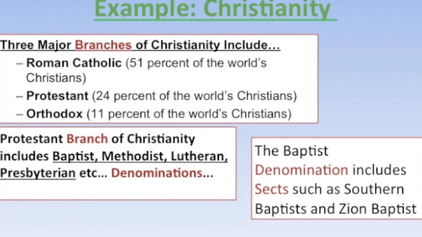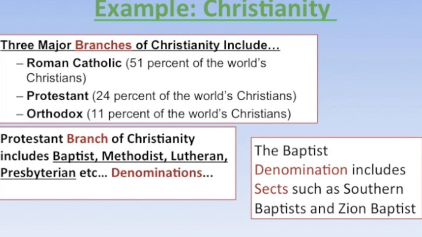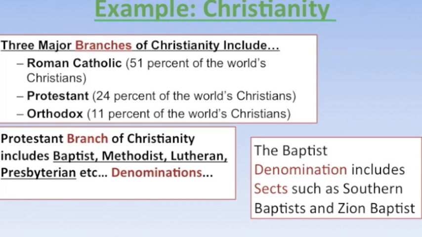And as you can see, the percentages in the brackets next to each branch, 51% of the world's Christians belong to Roman Catholic, 24% belong to Protestant, and 11% belong to Orthodox. You further break down the branch into what we call denominations.